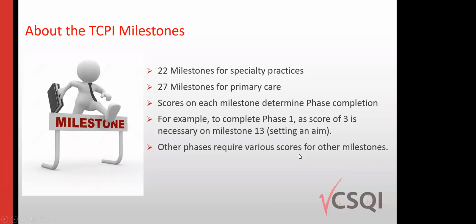As you know, each of the different assessments has 22 questions when we're speaking with our specialty practice, and there are 27 milestones for our primary care practices. Each score on the milestones determines the phase that you complete. For example, to complete phase 1, a score of 3 is necessary to complete milestone 13, which is setting an aim. Other phases require various scores for other milestones.